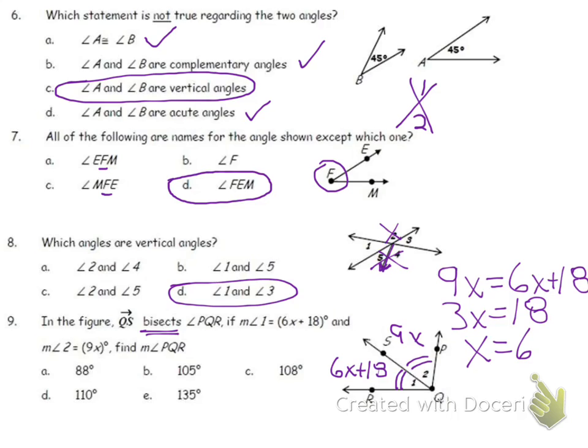Now, it doesn't want to know, though, what x is. It wants PQR. PQR is the whole thing. Well, let's see. If I know that angle PQS is 9x, I can do 9 times 6, which gives me 54. So that's one of the angles. And if they're both 54, I can do 54 plus 54, and my answer is 108.